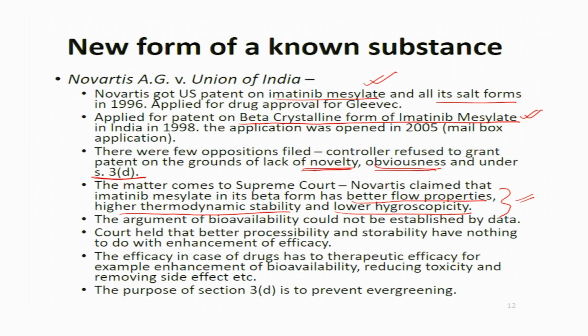They also argued that in beta crystalline form, the bioavailability, the assimilability of the drug in the human body increases, but they could not establish it by way of data. Now, court holds that these properties will not mean enhancement of efficacy. In case of drugs, enhancement of efficacy will mean enhancement of therapeutic efficacy, and that can be proved only if you can prove bioavailability or reduction in toxicity and removing side effects, etc. So therefore, patent was denied on the ground of section 3D.